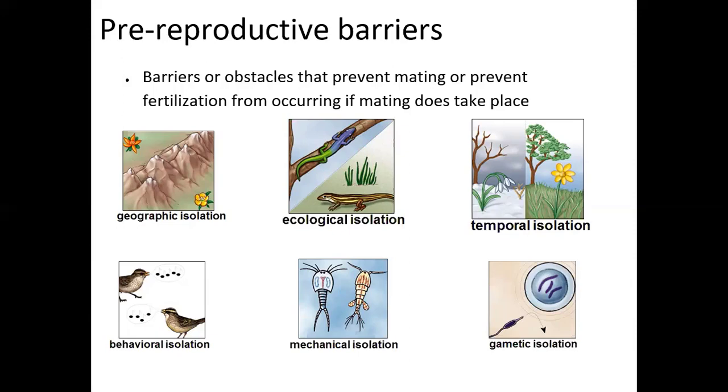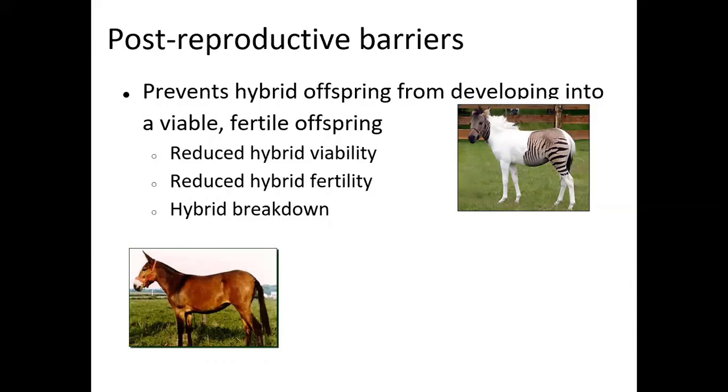And then post-reproductive barriers. I think these are the more confusing type, but say all of these things happen. They're in the right place. They're at the right time. They sing the right song or impress the female in the right way. But all of this happens. They mate, the zygote is formed, but they just don't make viable offspring. Well, that is a post-reproductive barrier to those two organisms being the same species.